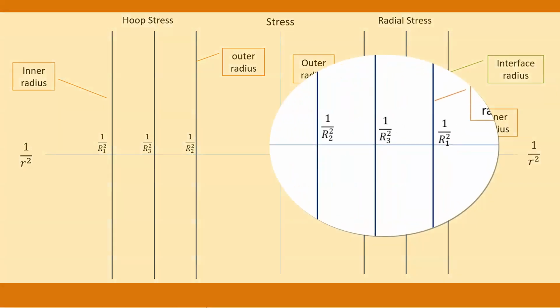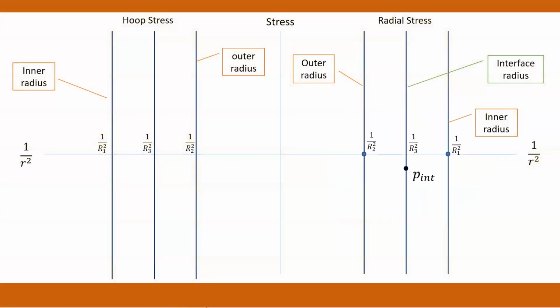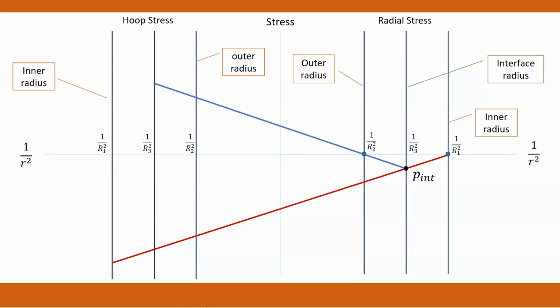Mark the interface pressure, P int, as a compressive radial stress. Also mark the radial stresses at the inner and the outer surfaces as 0. Join the stress points, marked for the inner cylinder, and extend the line to the hoop stress side. Similarly, join the stress points marked for the outer cylinder, and extend the line to the hoop stress side. Corresponding values of hoop stresses for the inner and the outer cylinders are represented by AB and CD respectively.